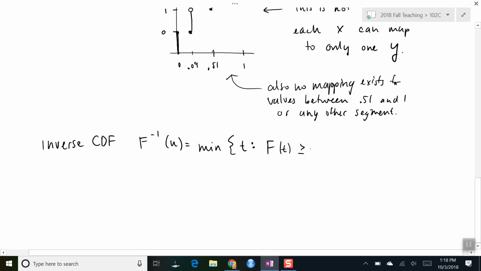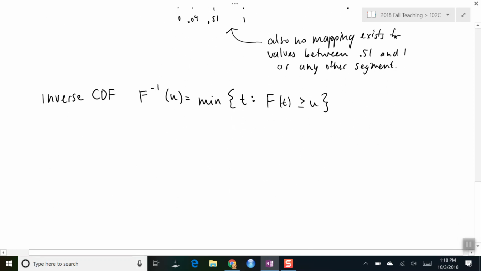And so this is where the inverse CDF comes in, being the min of t such that F of t is greater than or equal to u.